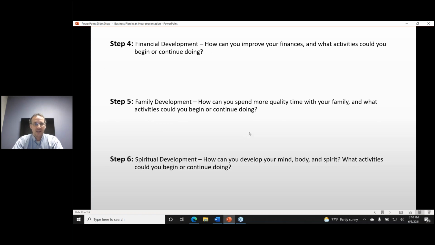Financial development. How can you improve your finances? And what activities could you begin or continue doing? Family development. So many times there's so much stress in the business that we bring it home. So how can you spend more quality time with your family? And what activities could you begin or continue doing? In spiritual development, how can you develop your mind, body, and spirit? What activities could you begin or continue doing?